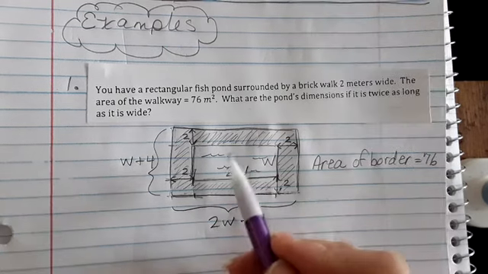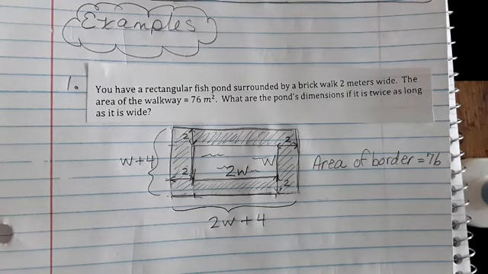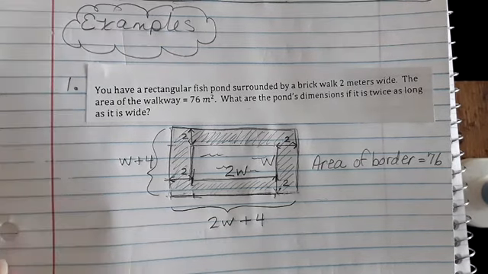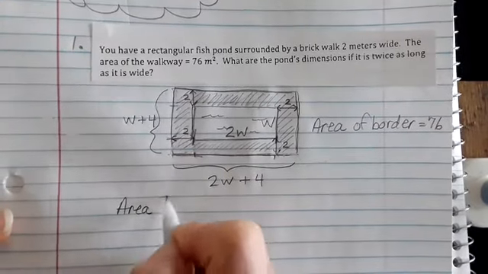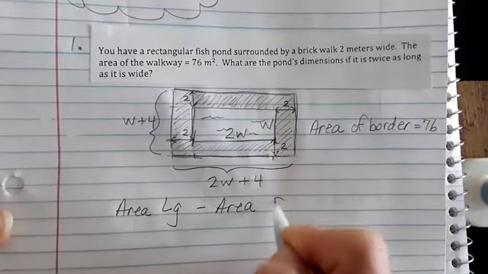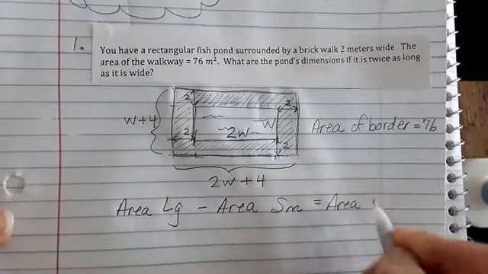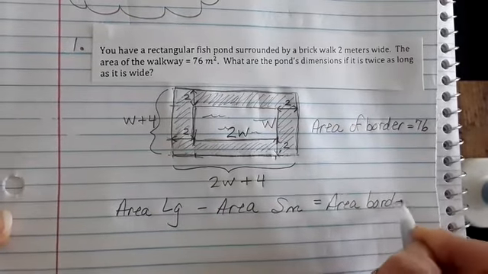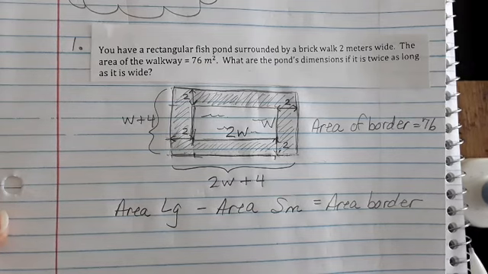Okay, so to get the walkway, take the large one, subtract the small one, the pond in the middle. So that's going to be our strategy. The area of the large minus the area of the small, and that equals the area of the border, which we know to be 76. We can put a value there.